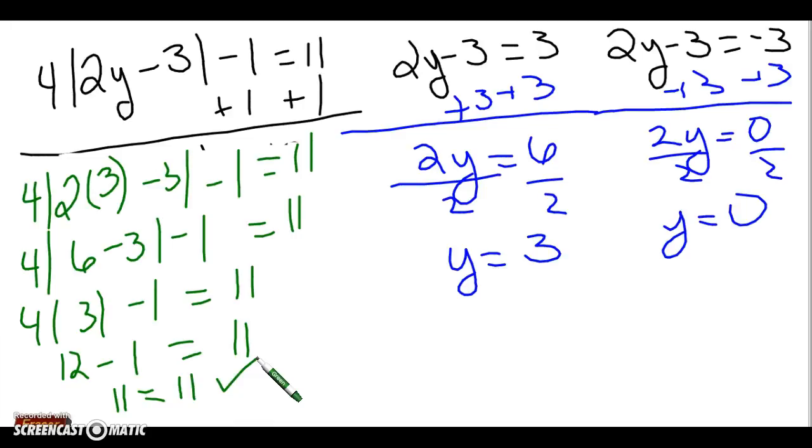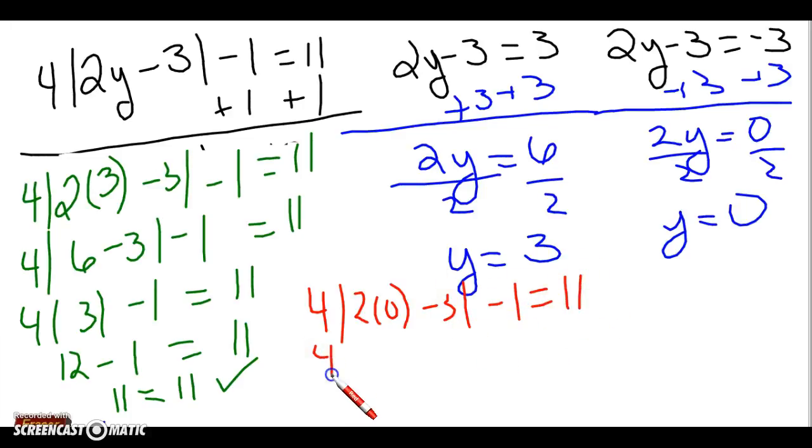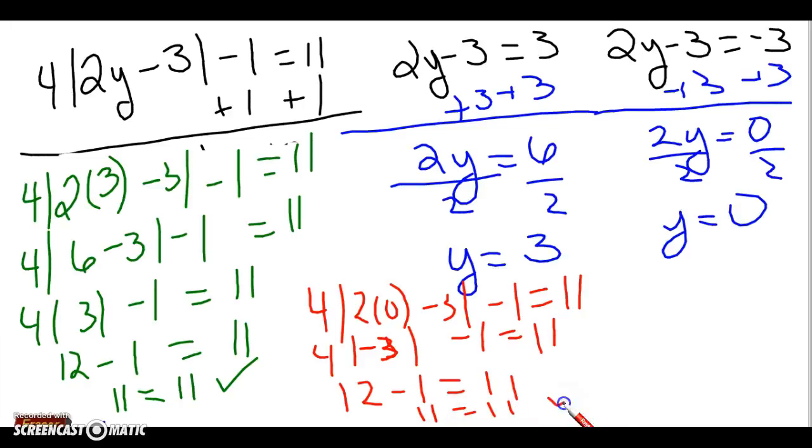Let's try the second one now, plugging in 0. Let's use my red pen. So we have 4 times the absolute value of 2 times 0 minus 3, minus 1, and I want to see if that equals 11. 2 times 0 is 0, so I get the absolute value of negative 3, minus 1. The absolute value of negative 3 is positive 3, so I get 12 minus 1, and I want to see if that equals 11. Well, 12 minus 1 is 11. That does equal 11, so it works out.